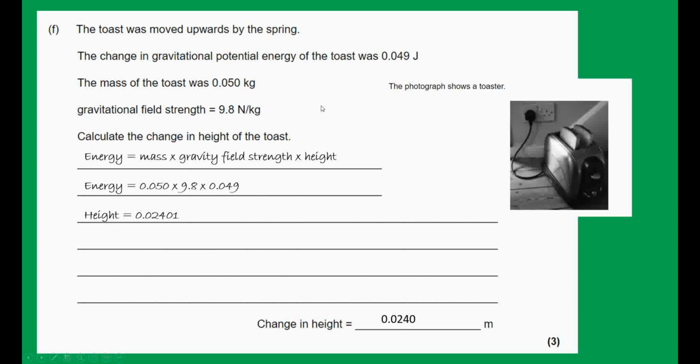Okay, so here, give it a go, give it a check, see what marks you should get. Have a look at the answer. 0.02, 2 centimetres, seems a little bit small. Try and find the mistake. Pause the video here.